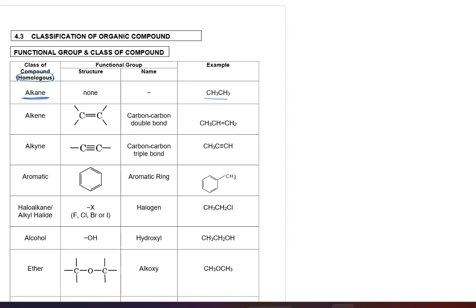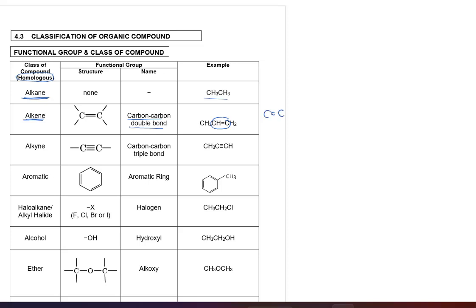Okay, second class of compound is alkene. The functional group is carbon-carbon double bond. So anything that has carbon-carbon double bond will be in class of alkene. Functional group is an identity. For example, anyone with the name Siti will be in room number 1. The name Siti is the functional group, and room number 1 is the class of compound. So anything that has carbon-carbon double bond is in class of compound alkene.